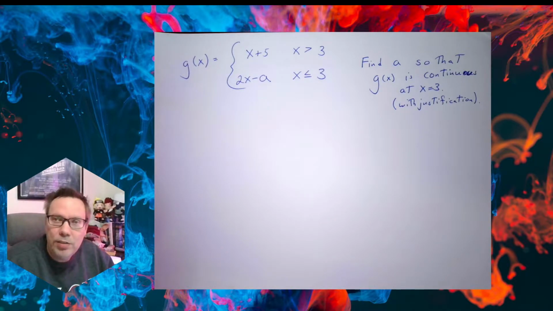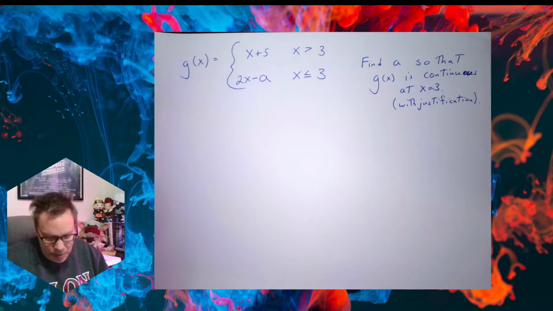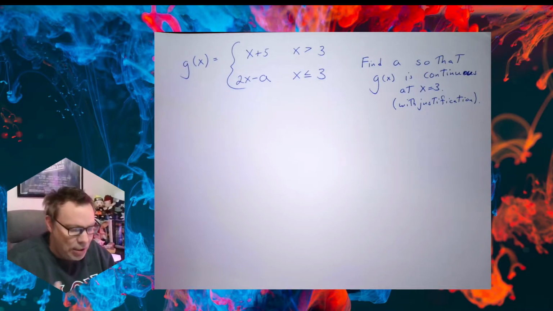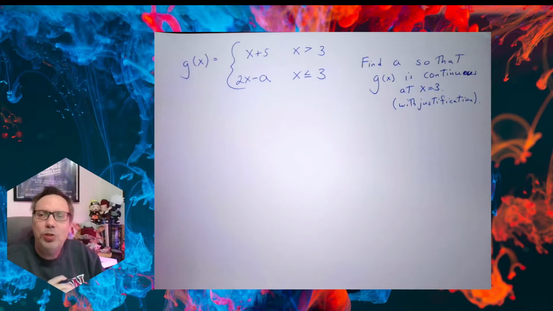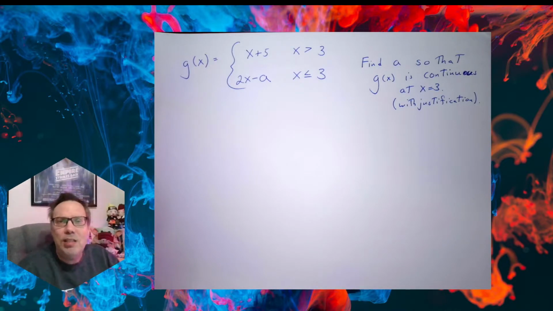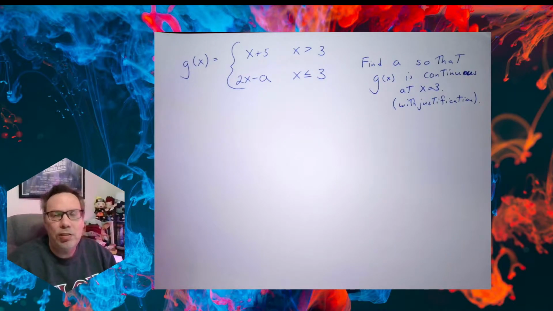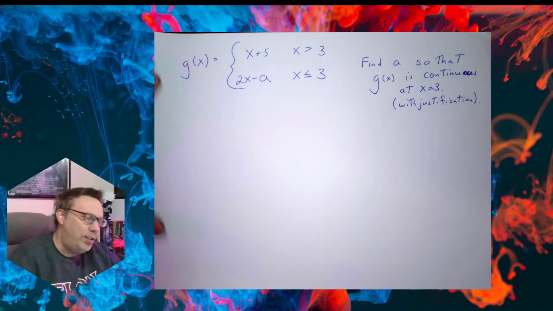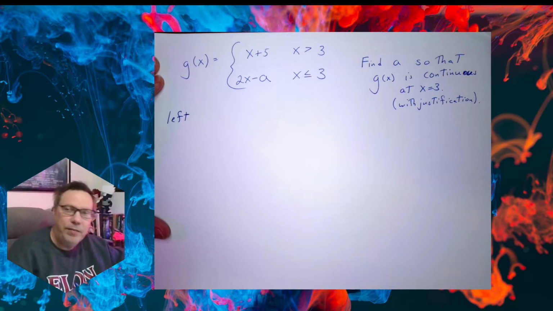What I want us to do is to figure out a value of a that makes g of x continuous at x equals 3. So in order to do this, you might be able to guess, but one of the key things is I need justification for this. Do not skimp on the details. They're not hard to write down, but you will lose points on an exam if you do not write these down. So to start this, I am going to determine the left-hand limit of this.